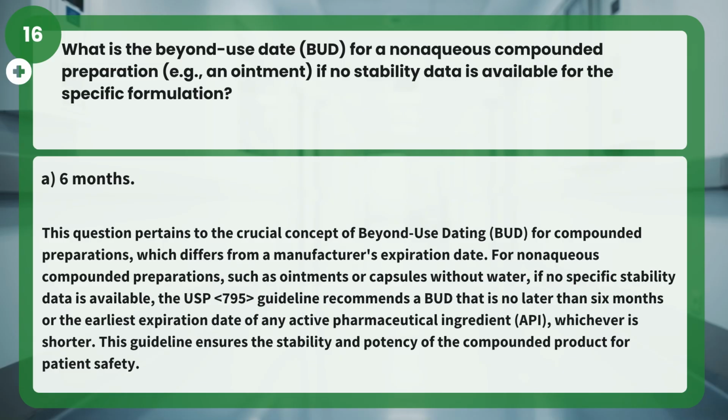Answer: A. 6 months. This question pertains to the crucial concept of beyond use dating, BUD, for compounded preparations, which differs from a manufacturer's expiration date. For non-aqueous compounded preparations, such as ointments or capsules without water, if no specific stability data is available, the USP <795> guideline recommends a BUD that is no later than 6 months or the earliest expiration date of any active pharmaceutical ingredient, API, whichever is shorter. This guideline ensures the stability and potency of the compounded product for patient safety.